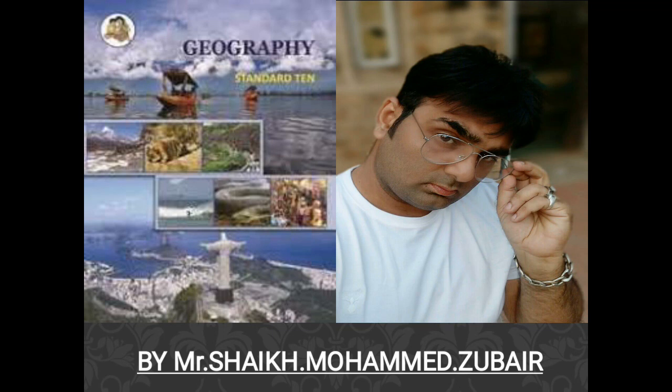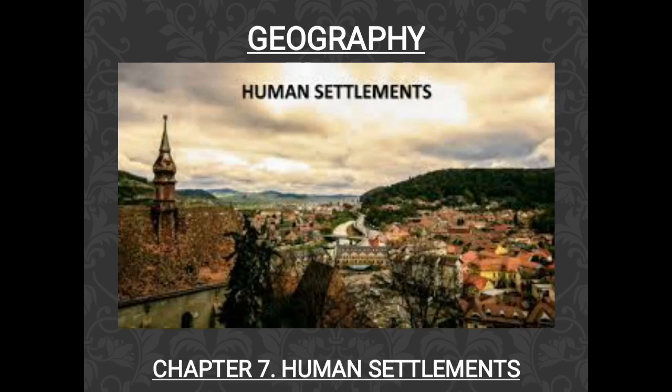Till now, we have completed 6 chapters in geography. That means we have completed the portion for the first semester examination. Now, we will begin with the second semester examination portion. For that, we will begin with chapter number 7, Human Settlements.